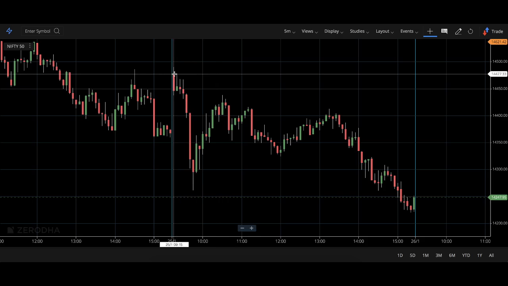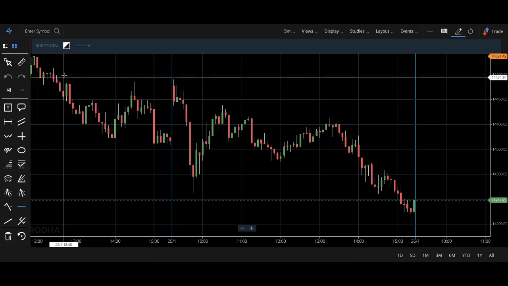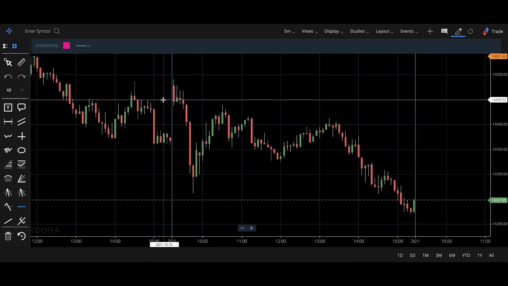But keep in mind, yesterday was a downtrend and this 14,450 was a resistance. It acted as a resistance when yesterday closed. So let's mark this important level, 14,450.